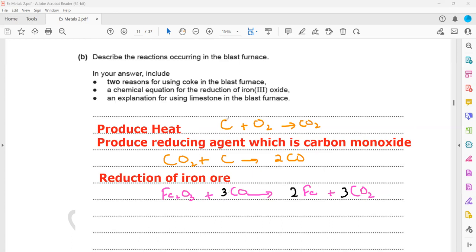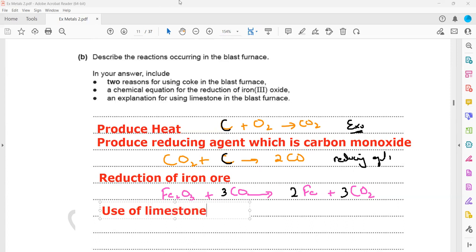So the main purpose of the coke: first, it reacts with oxygen to produce carbon dioxide and produce heat energy. The second is it reacts with carbon dioxide to produce carbon monoxide, which is a reducing agent. And then carbon monoxide removes the oxygen. So it's a redox reaction here: removal of oxygen from iron and addition of oxygen to carbon monoxide. Then why do we use a limestone? What is the purpose of using a limestone? So limestone decomposes.